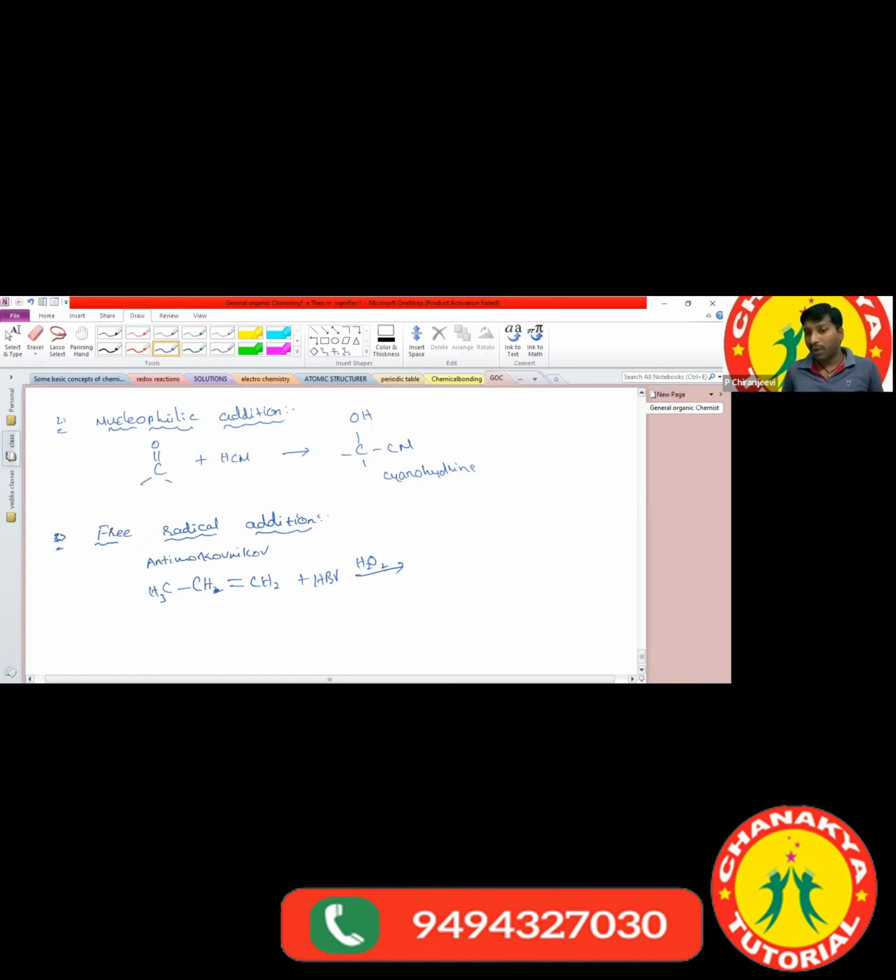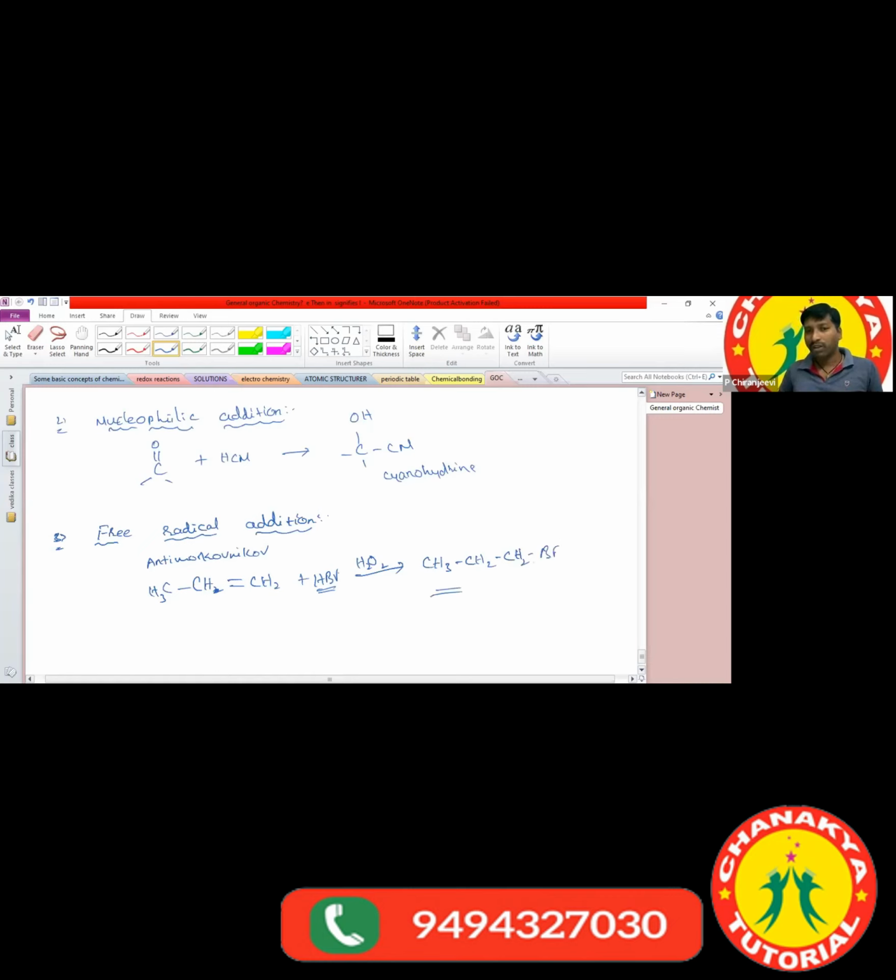If peroxide is not there, then it undergoes the Markovnikov rule. That's why the reactions are carried out in presence of peroxide. And one more condition: by the free radical mechanism, we can add only HBr. It is not possible to attach HCl, HF or hydrogen iodide. So only hydrogen bromide attaches to the substrate molecule. The product formed is a primary alkyl halide, CH3-CH2-CH2Br.